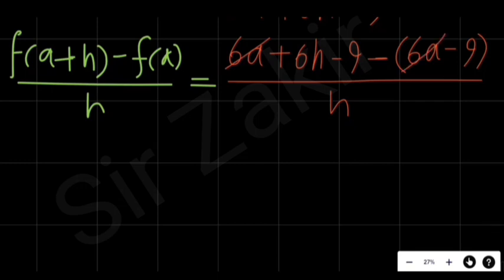We can see this 6a cancels this 6a. One is positive, the other is negative. Last one is minus minus plus 9. So this minus 9 will also cancel with it. H cancels h and 6 is answer.